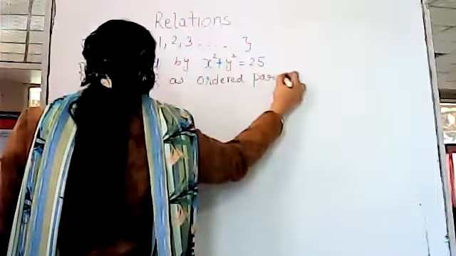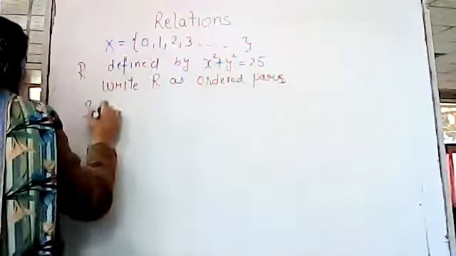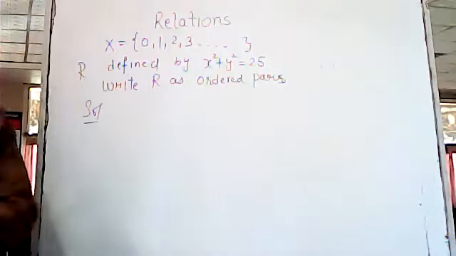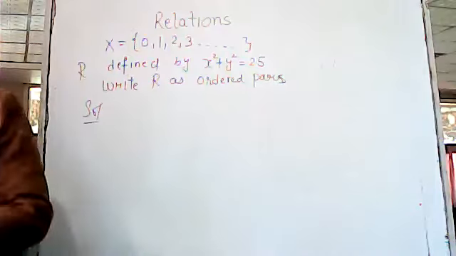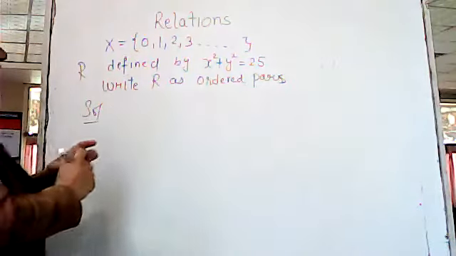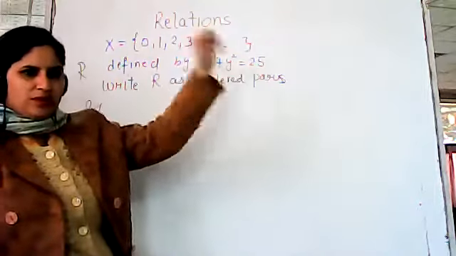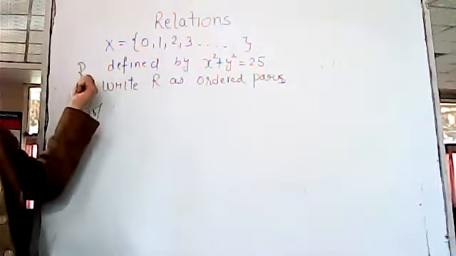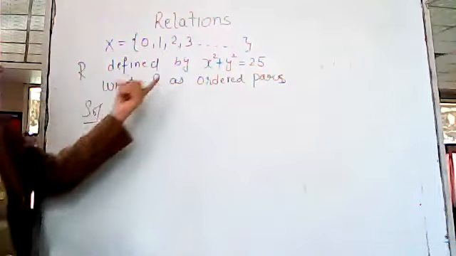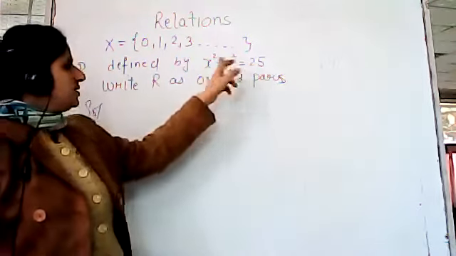So beta, this is the next example that we are going to simplify. We have a set X which consists of all the elements starting from 0, that is 0, 1, 2, 3, 4, 5 and so on up to infinity. R is a relation that is defined by using this condition. What is the condition?